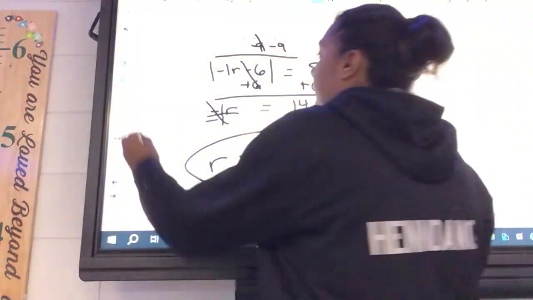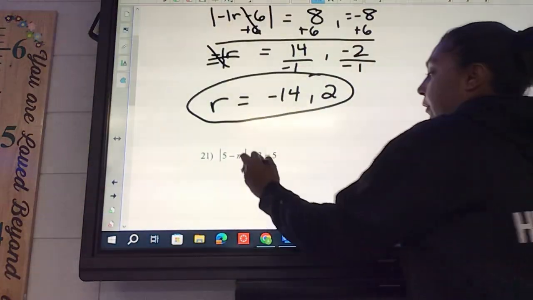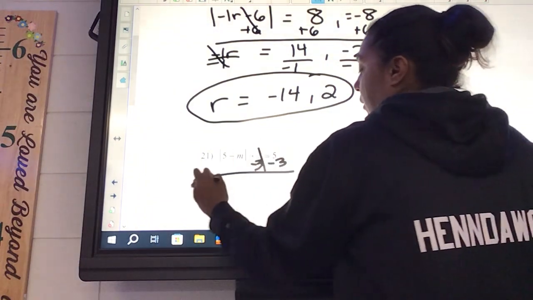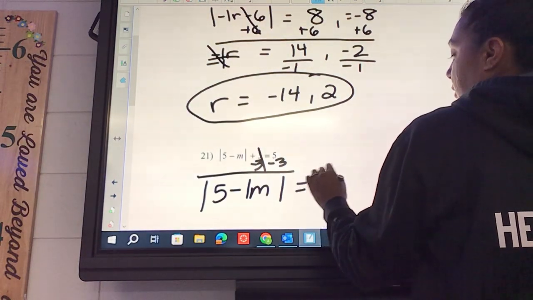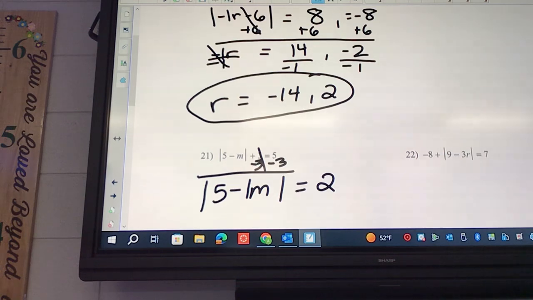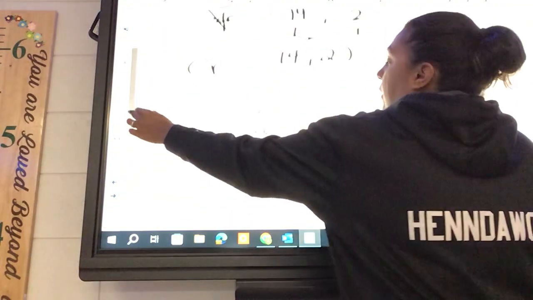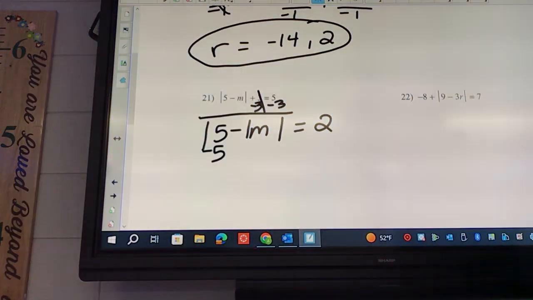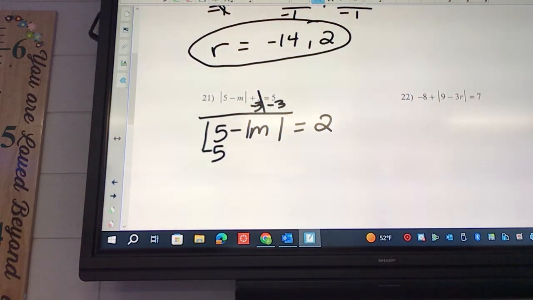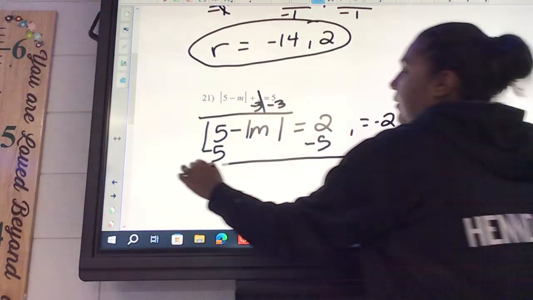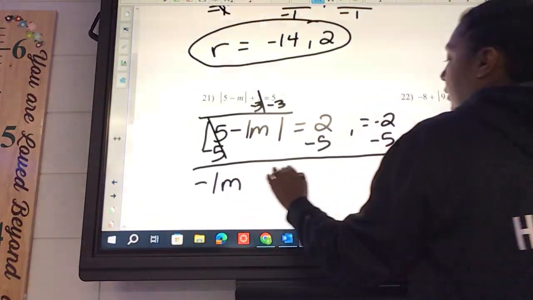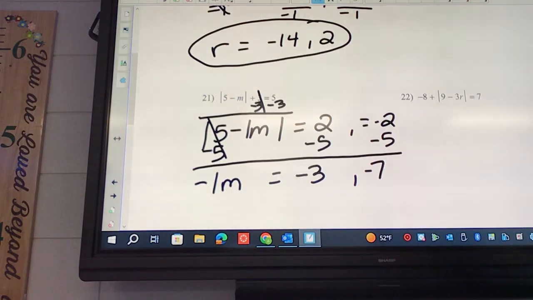Okay, 21. The 3, good. So I'm going to get the bars around 5 minus 1m, I'm going to put the 1 there, equals 2. Then what needs moved? The 5, yep, so we're going to say minus 5. I forgot something. What did I forget to do? Yeah, perfect. So comma negative 2. So minus 5 and minus 5. So I got negative 1m equals negative 3 and negative 7.